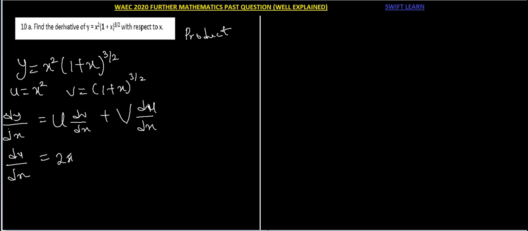2x. In differentiation, if you have a number like x squared, you bring this 2 down here and you subtract 1 from the power. So once you bring this 2 down, it becomes 2x. Then this 2 minus 1 will be 2x raised to power 1, which is 2x. So the same way, we have dv over dx.